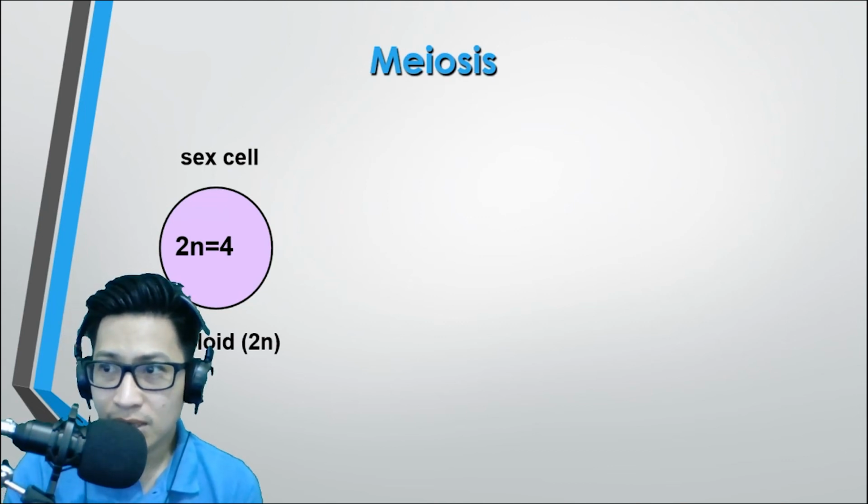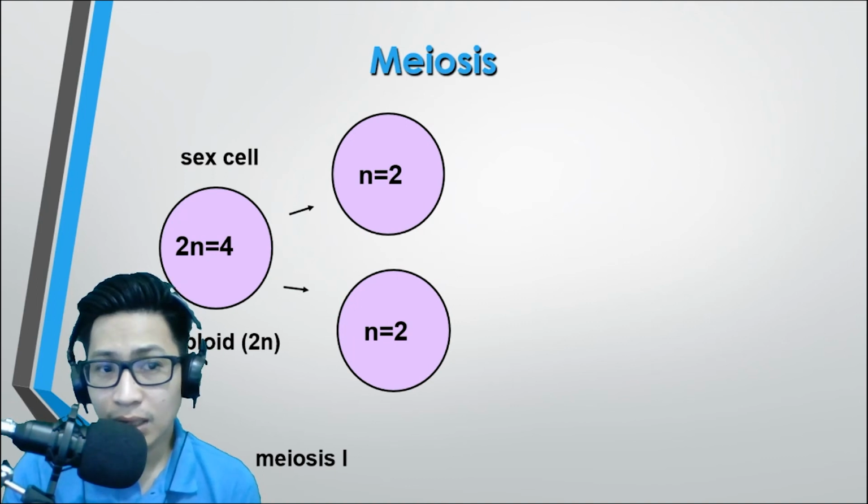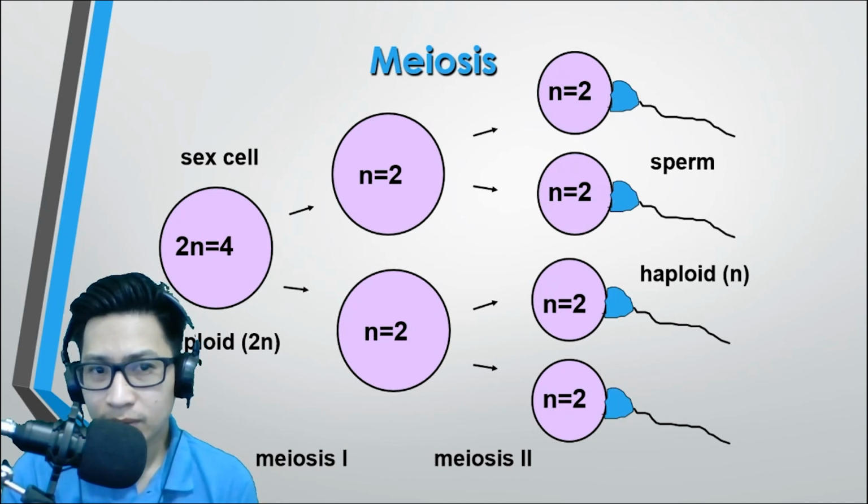Yan, another example. If the sex cell contains 4 chromosomes, then during the meiosis I, magkakaroon na lang siya ng 2 chromosomes. And then, during meiosis II, 2 chromosomes pa rin yung present sa kanila.